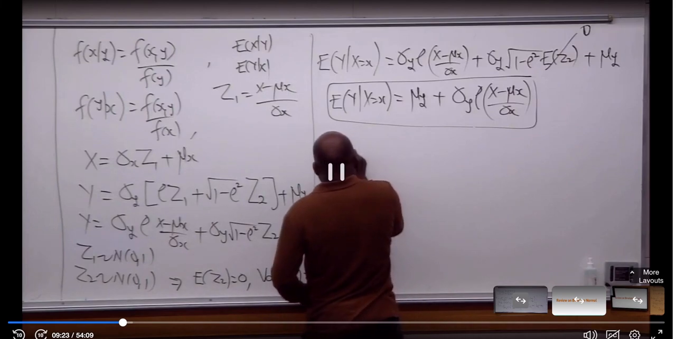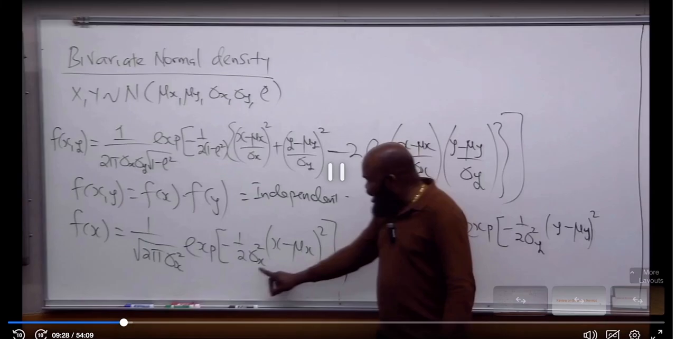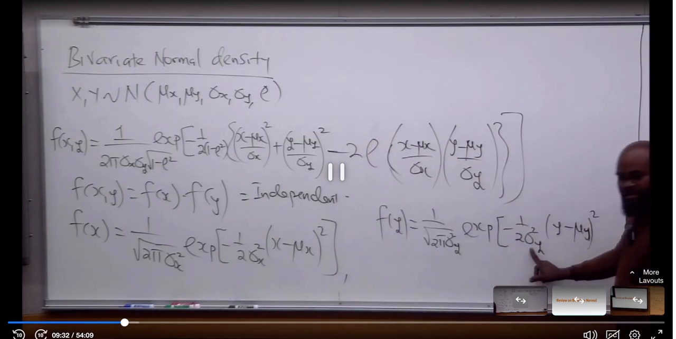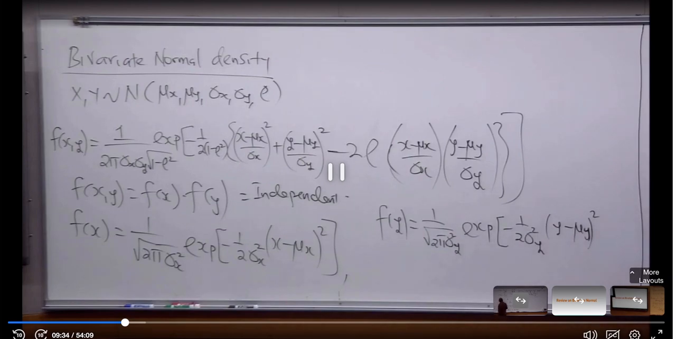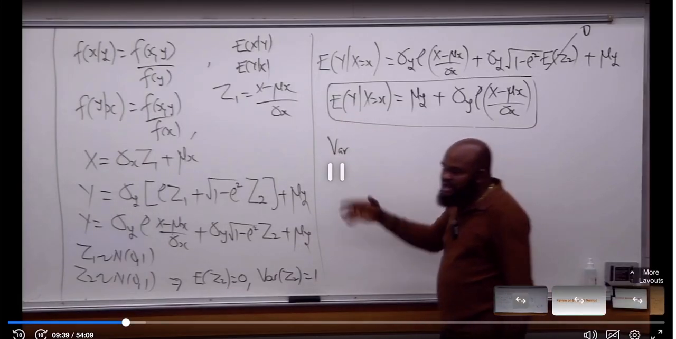Because if I want to write a normal density, I need the mean and the variance. I need the mean and the variance. Now here, this is the conditional mean. Then I also need the conditional variance. Go ahead.